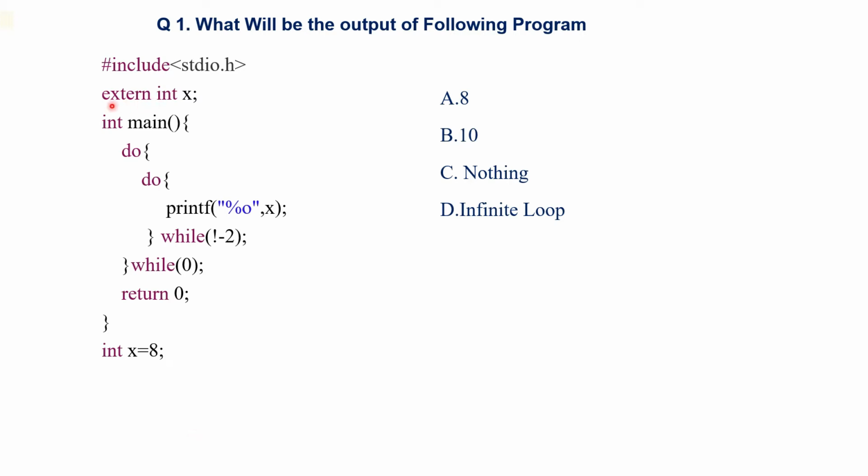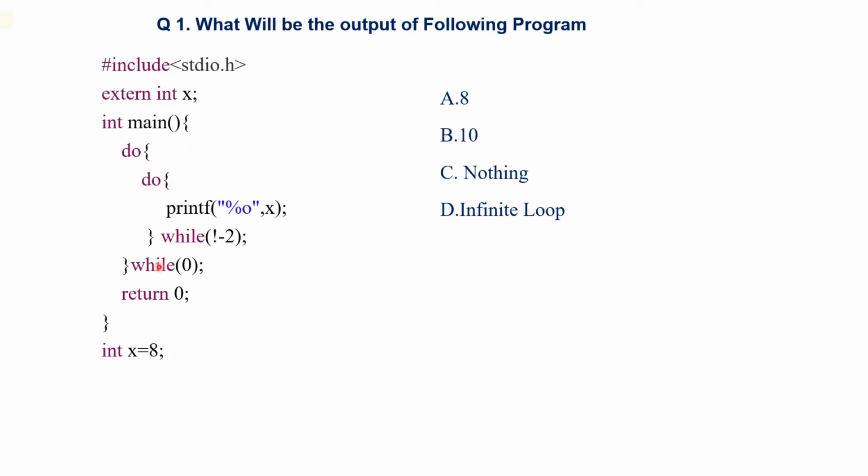Here in this program, an external variable x is declared as integer data type, and we know that an external variable can be found outside the function. So this x is found here where x is initialized with the value 8. So hence the value of x becomes 8 now.